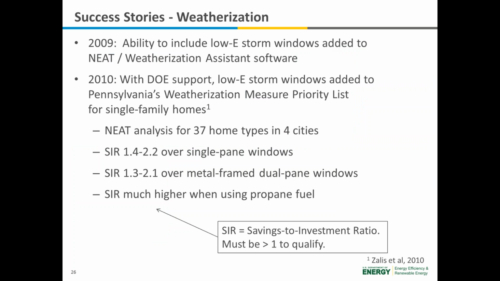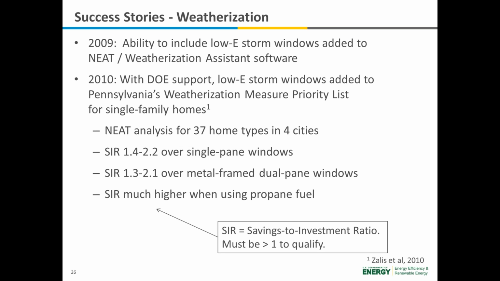So we've done some of the modeling. We did some field studies. So the next step, as we've scaled from the lab to field studies, is how do we go into broad application, expand the use of these more broadly. And so that's where programs come in, not only education programs such as today with Building America, but also working with weatherization utility programs. Katie spoke about what we're recently working on with the Regional Technical Forum out in the Pacific Northwest with the utilities. Another aspect was back in 2009, the ability to include low-E storm windows was added to NEAT and weatherization assistance software.